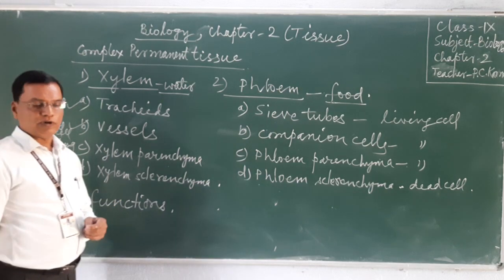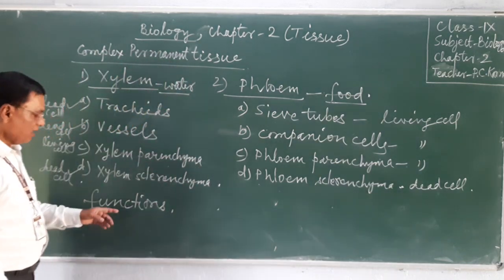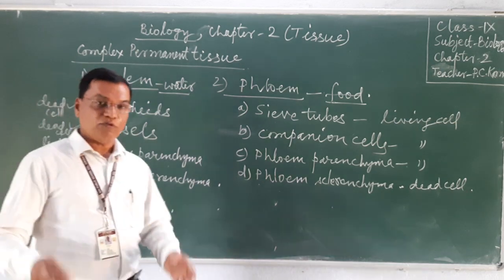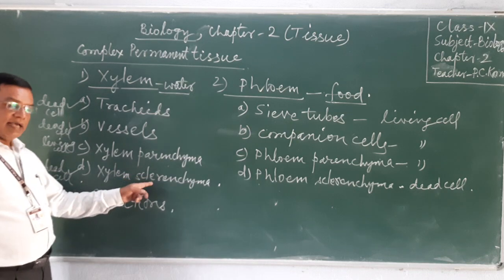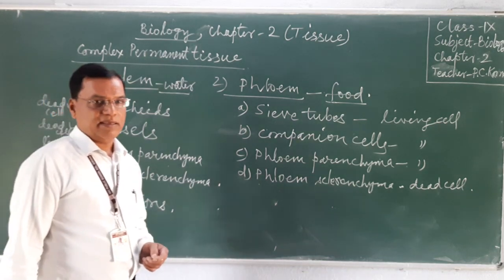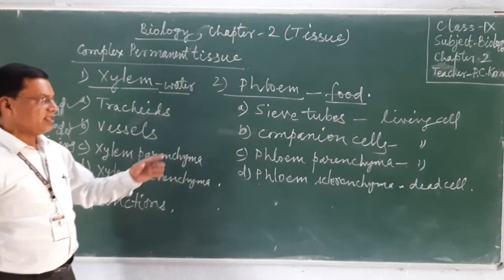One, transport of water. Second, to give mechanical support to the plant. Third, to give wood. This is wood. Xylem sclerenchyma is also a source of fiber. It gives fiber for commercial production, etc.